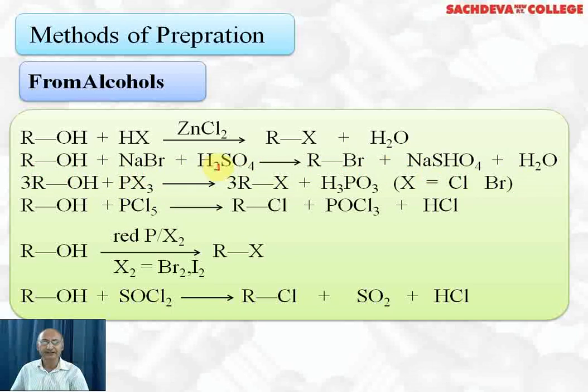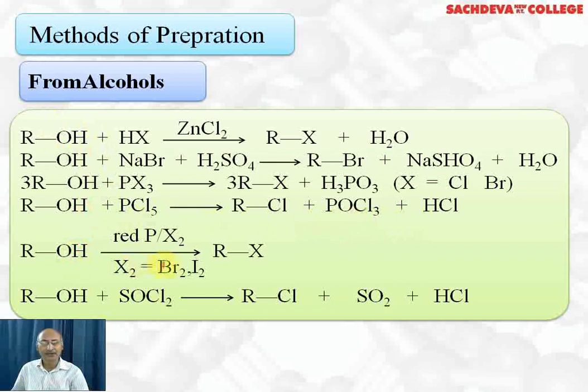Here, concentrated sulfuric acid should be avoided. It is better to use phosphoric acid because otherwise HBr will get oxidized to Br2. ROH will react with PX3, meaning PCl3, PBr3, to give alkyl halide plus phosphorous acid. So we use PCl3 and PBr3 because PI3 is unstable. ROH reacts with PCl5 to form RCl plus phosphorus oxychloride POCl3 plus HCl. They are all nucleophilic substitution reactions because OH is being replaced by halogens.